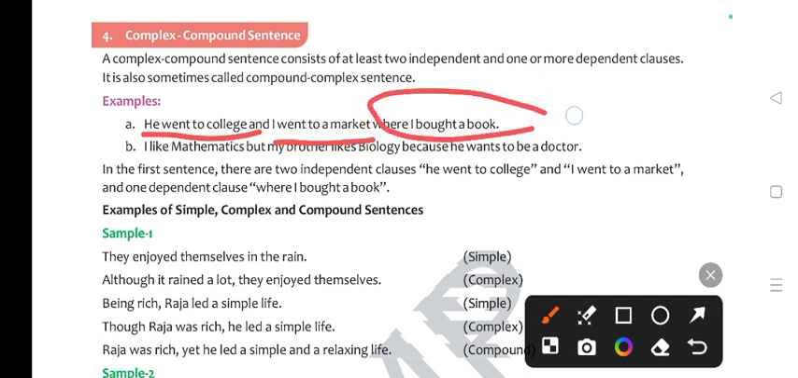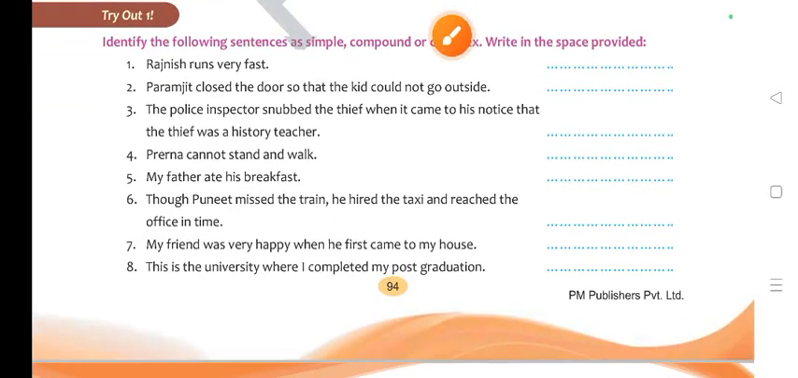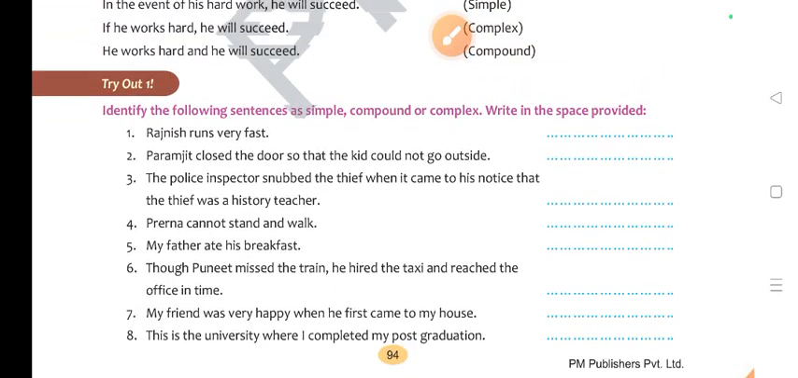यहाँ पे एक dependent आ गया, where I bought a book. So you are joining more than two independent clauses with one dependent clause. This is an example of complex compound sentence. Hope I'm clear to all of you. Now let's all try out one.